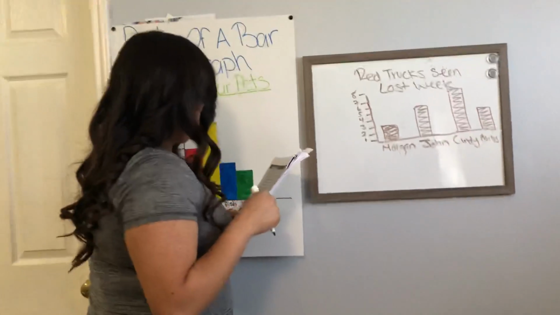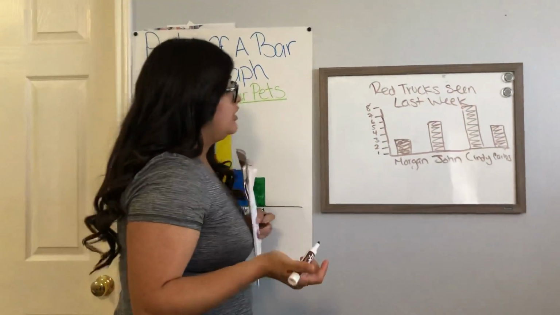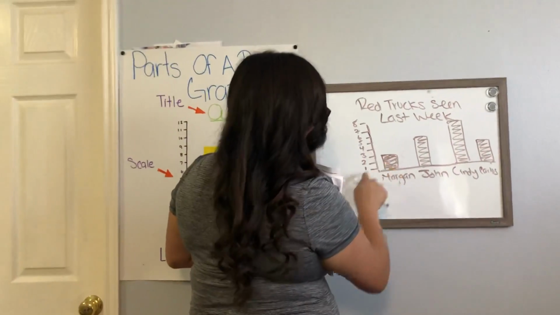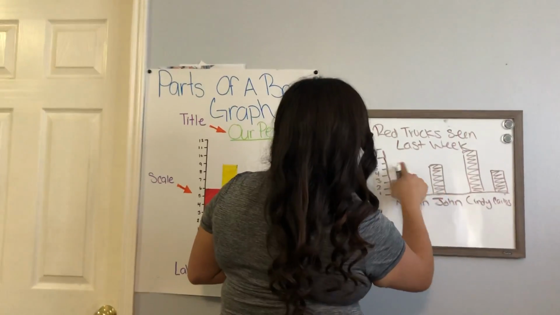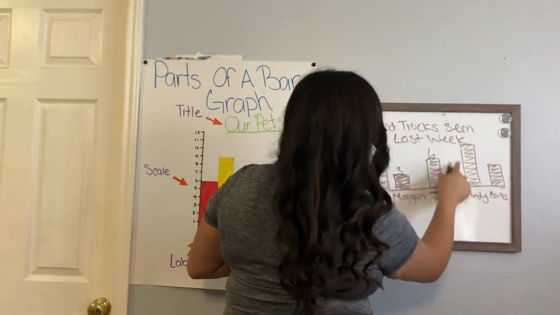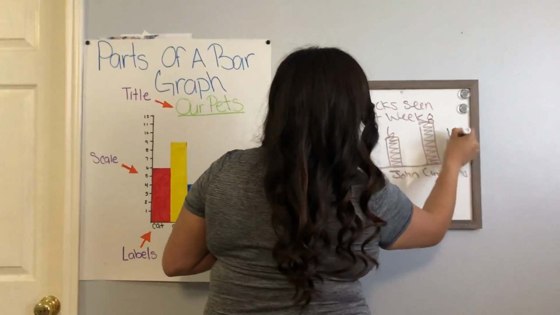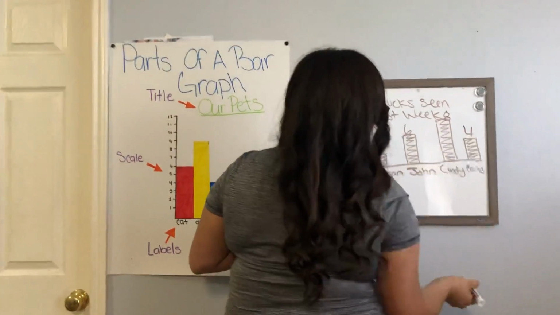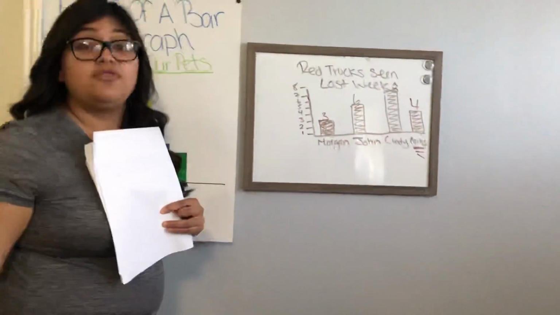And another question could be, which child saw exactly 4? If we look at the scale, we know Morgan saw 3. We know John saw 6. Cindy 8, and Carlos 4. So our answer would be Carlos saw exactly 4.